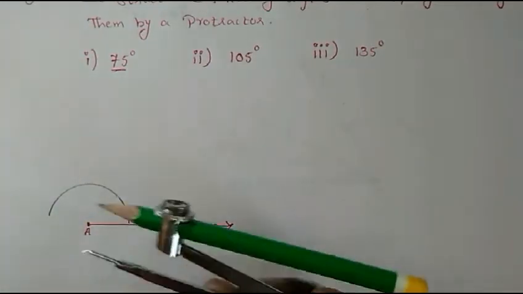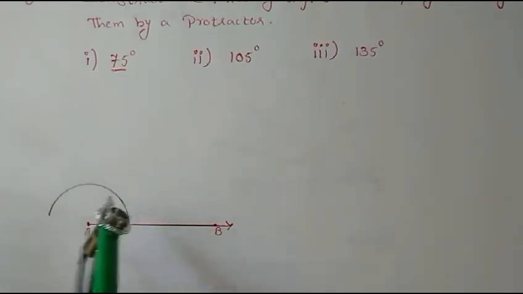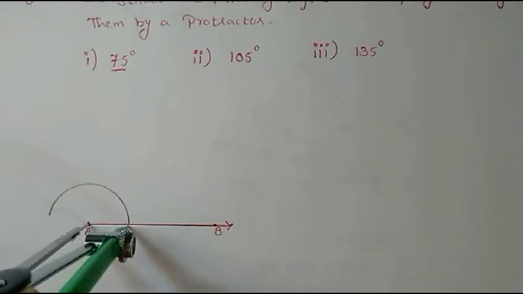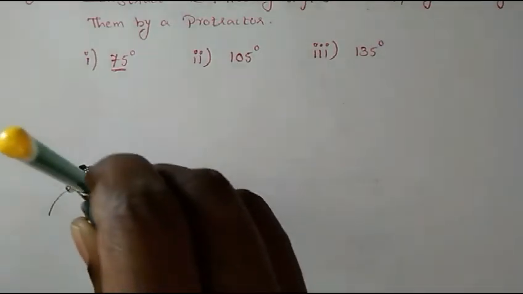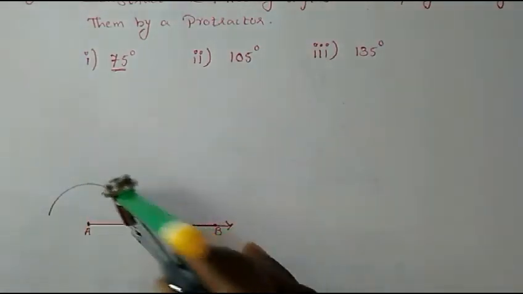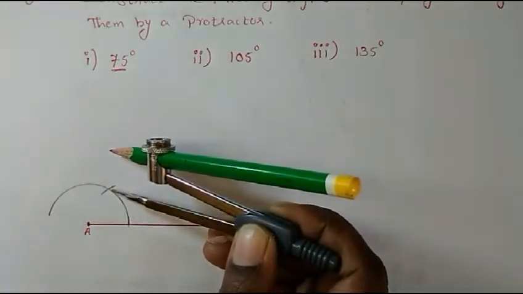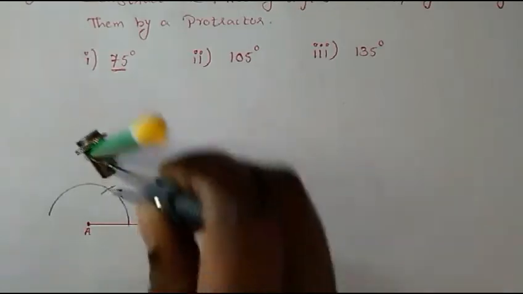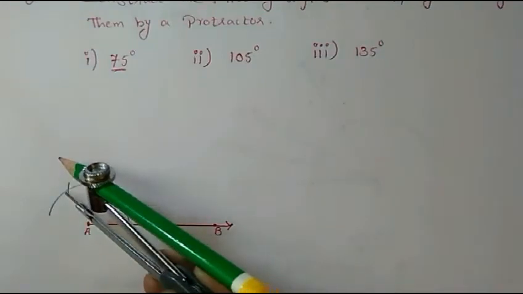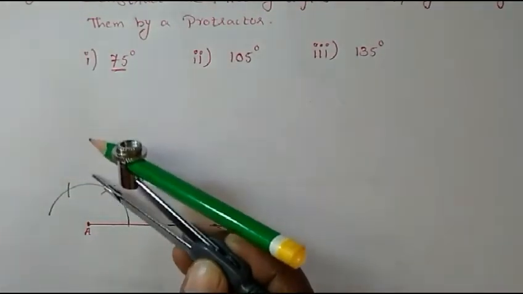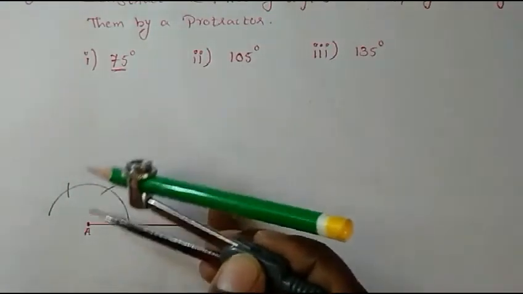After drawing the semicircle, with the same measurement, keep the compass at the point where this arc is intersecting, and draw the arc. So this is your 60 degree. Then keep on the point where it is intersecting both the arcs, then another cut you give. So this is 60, this is 120. So between 60 and 120, when we draw an angle bisector, that will give us 90 degree.